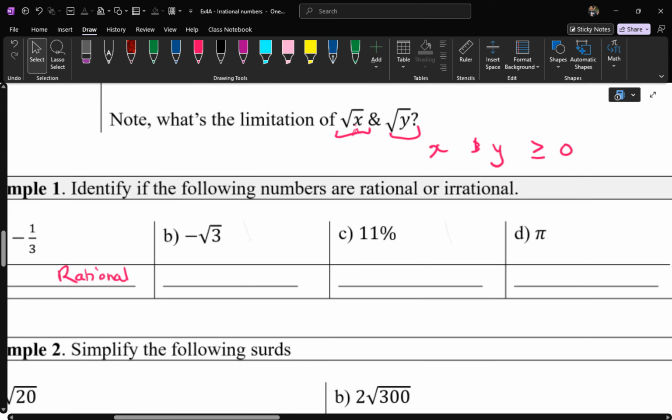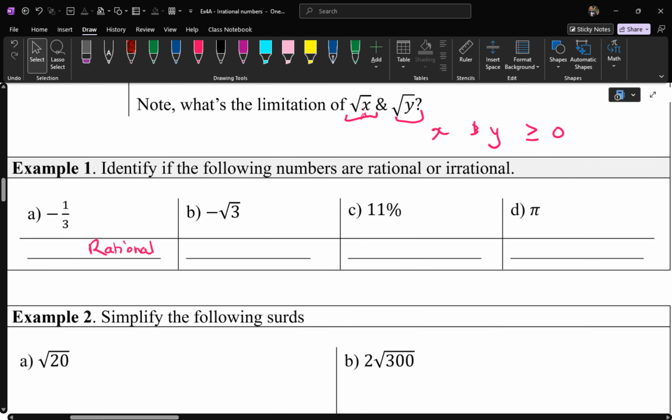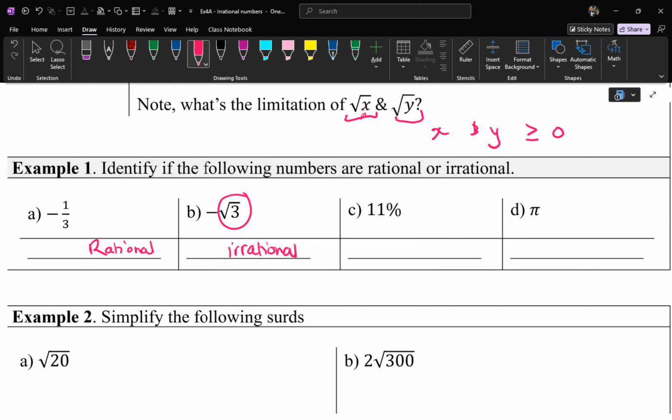All right, next one. Let's focus. Irrational. No, because square root of 3 cannot be written as a fraction. No, you can have a negative on the outside.